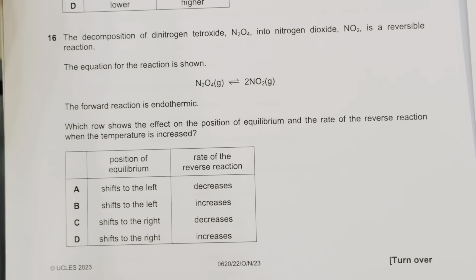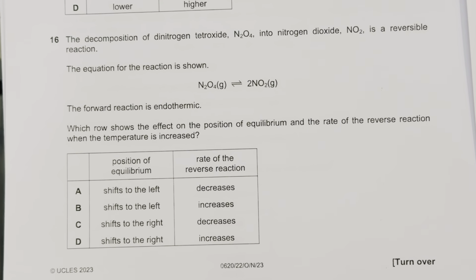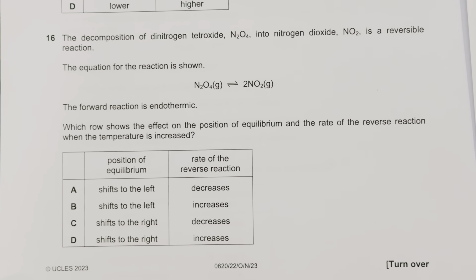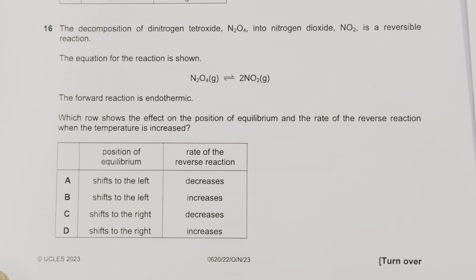The decomposition of dinitrogen tetraoxide, N2O4, to nitrogen dioxide is a reversible reaction. The equation for the reaction is shown. The forward reaction is endothermic. Which row shows the effect on the position of the equilibrium and the rate of the reverse reaction when the temperature is increased? We know that this question is carrying the concept from the Le Chatelier principle.